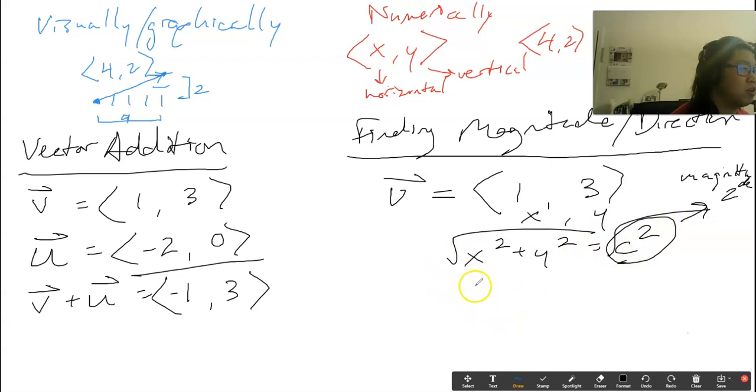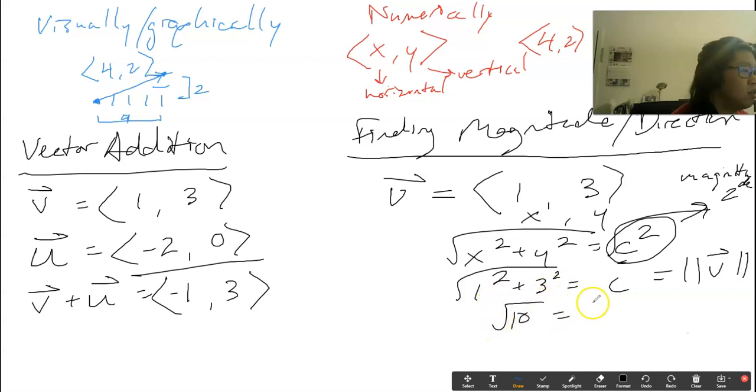So let's take a look. We have 1 squared plus 3 squared equals c squared, which I will also formalize: the magnitude of a vector is usually represented by the double bars. And then we have the square root sign here. 1 plus 9 is 10, so the magnitude of v is the square root of 10. You'll need to be able to figure that out as well.